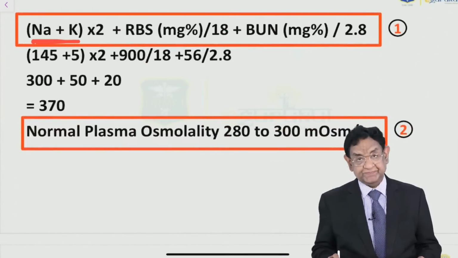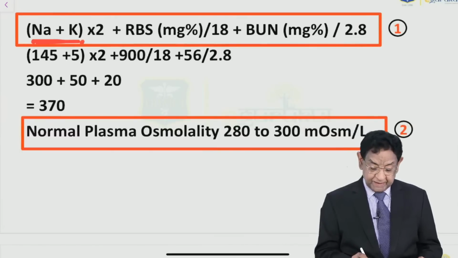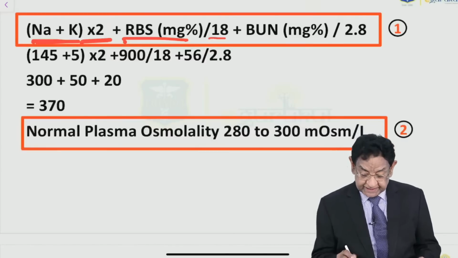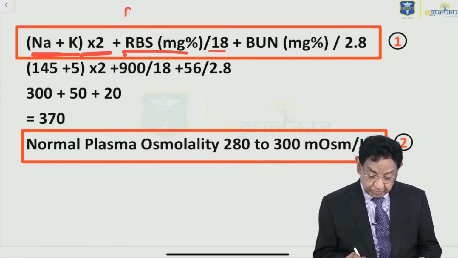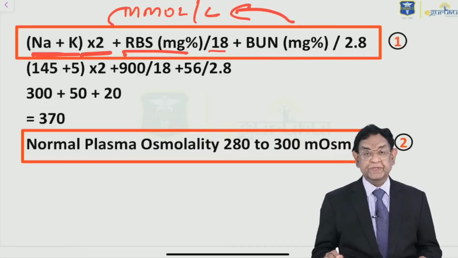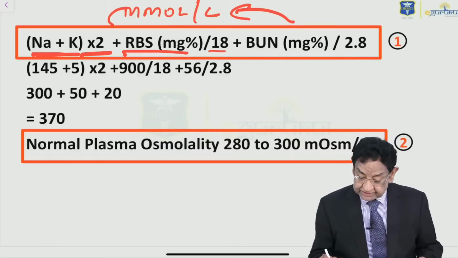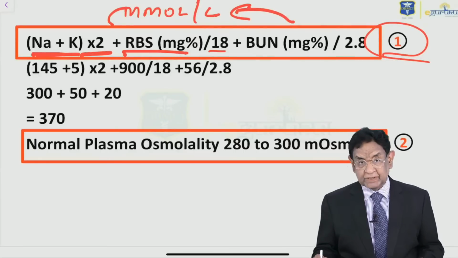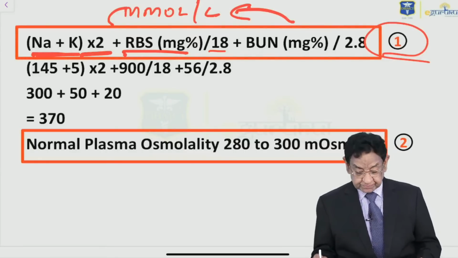Sodium plus potassium, multiply by 2. Random blood sugar in milligram%, you divide by 18 to convert into millimole per liter. Similarly, BUN in milligram%, we divide by 2.8 to convert into millimole per liter. Well, make a box. I have given you certain boxes. Make this box number 1. All of you make a box and do the numbering also.